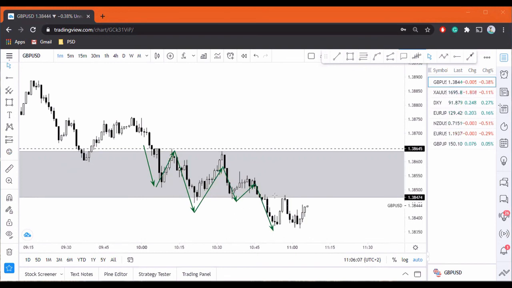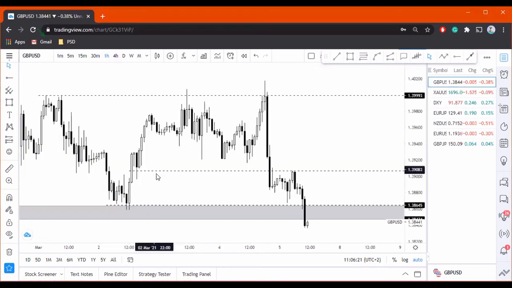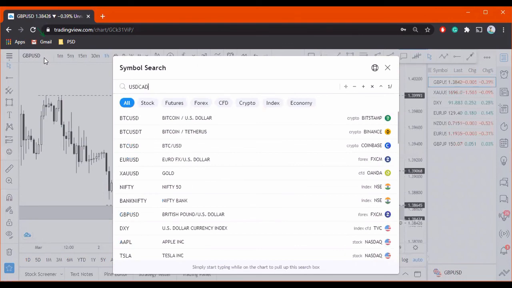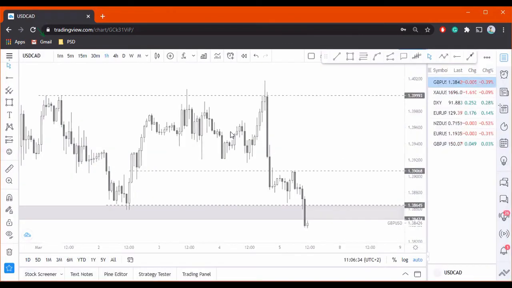It's creating new lows, and the more it creates new lows, the more it pushes price down. If it's not creating new lows, then it's not pushing price down. The same way, if price is going to go up, it has to create new highs to continue going up. Otherwise, it's consolidating, like what we saw on USD CAD.